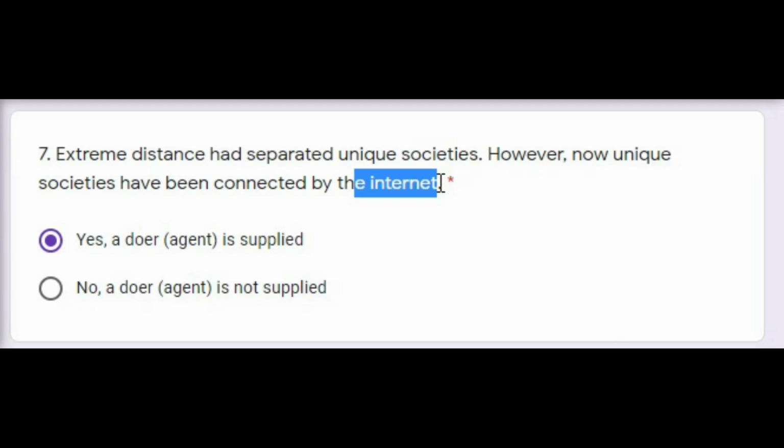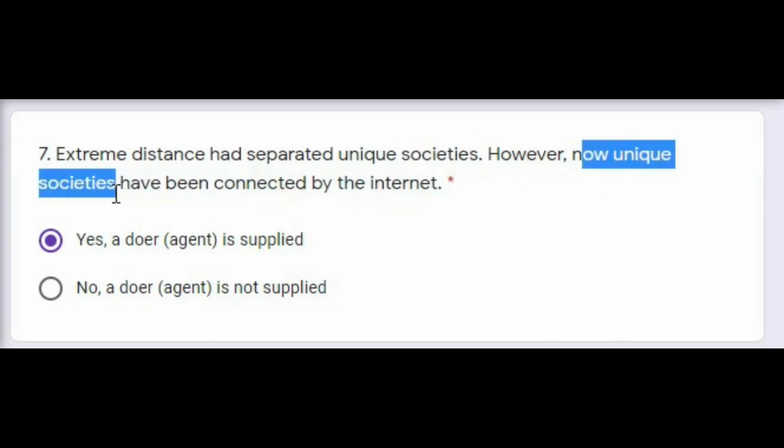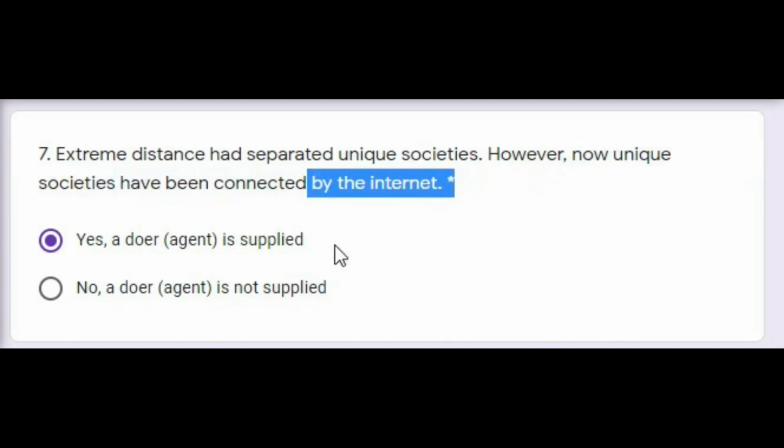So passive voice can be used to control information, to be governed by given-new contract: unique societies, close to unique societies, and then this new information, the internet, at the end, is very nice.